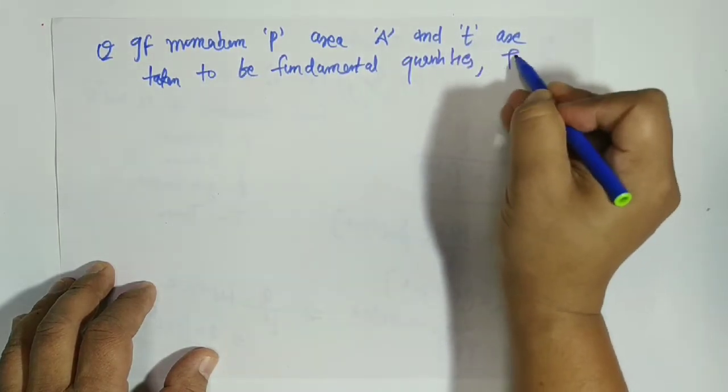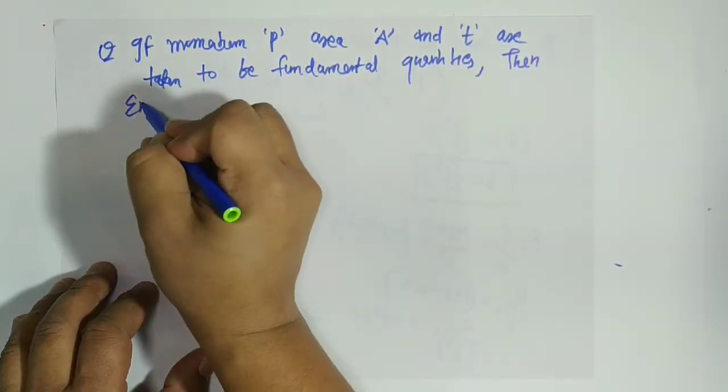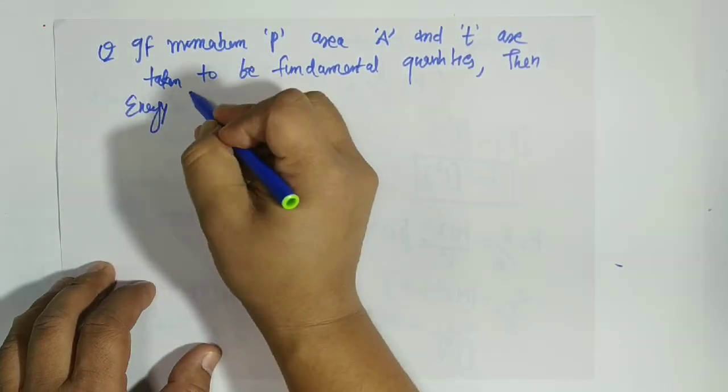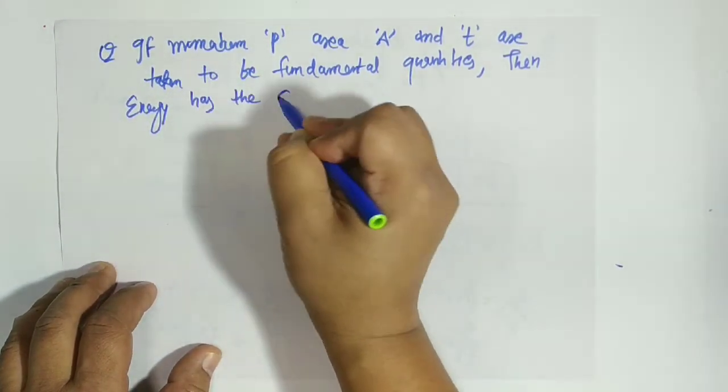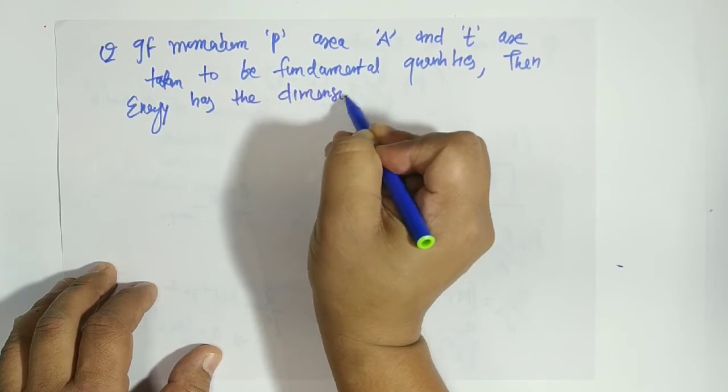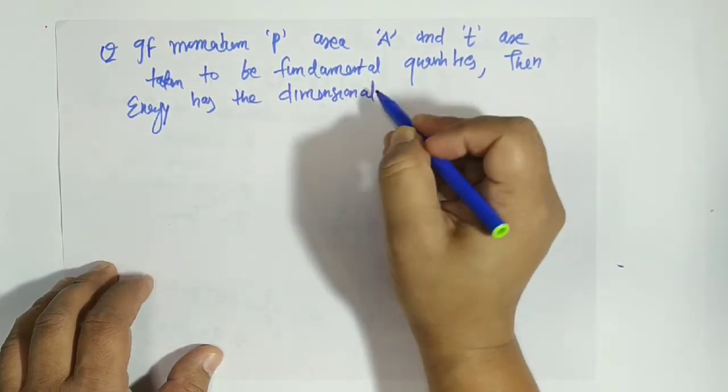Okay. Then energy has a dimensional formula. Now you have to find out the dimensional formula.